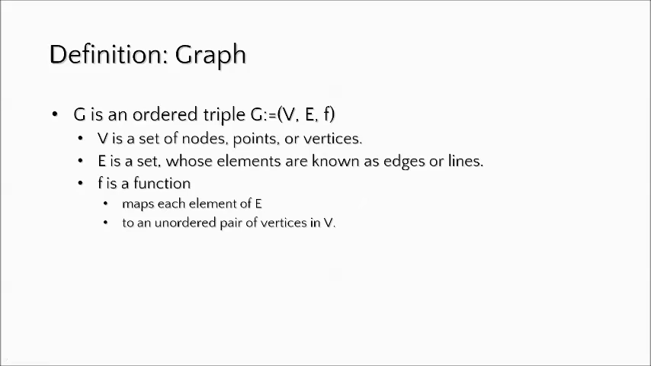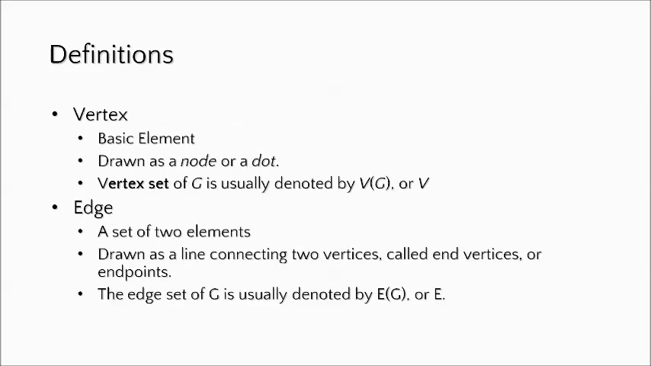Sometimes E stands for edges, or it can also mean arcs. And then F is a function, which maps each element of E to an unordered pair of vertices in V. So a vertex is the basic element. It can be drawn as a node or as a dot. When you say node, it's a circle. The vertex set of G is usually denoted by VG or V.